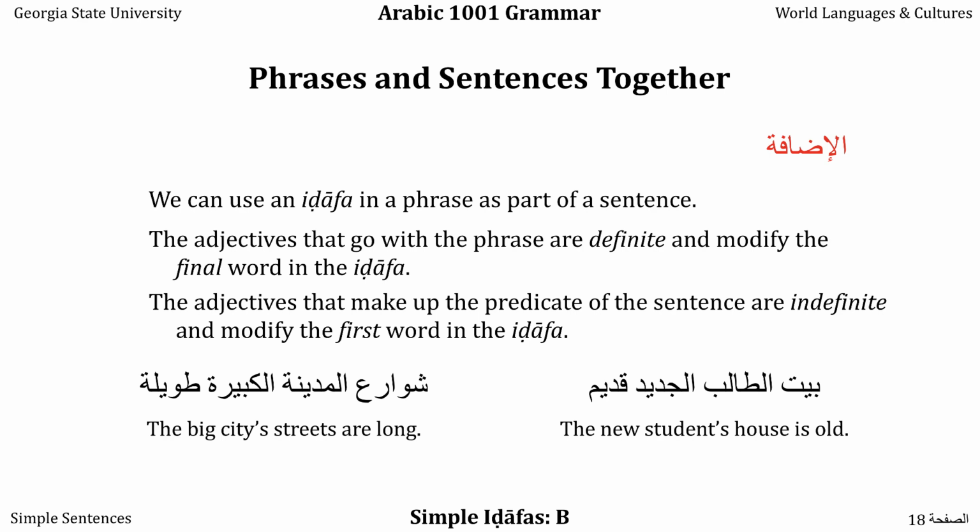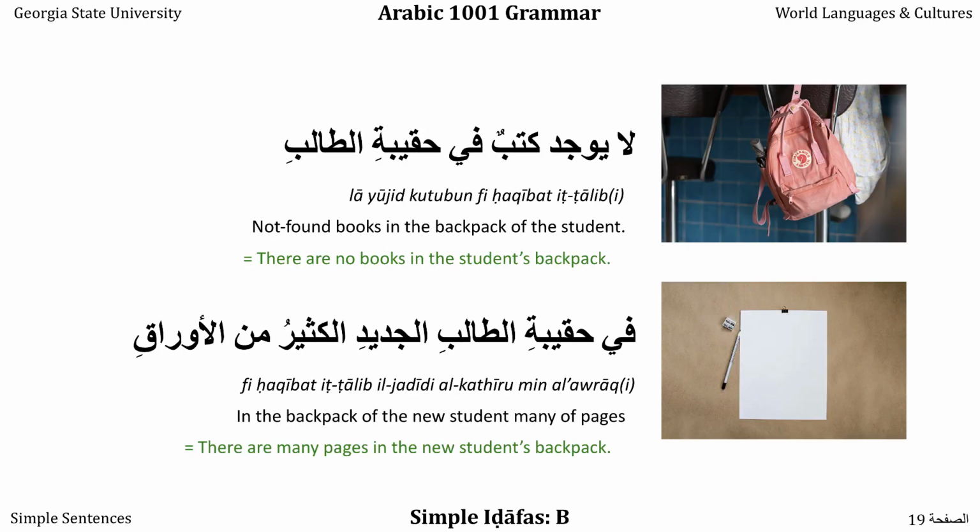Shawari' al-Medina al-Kabira tawila. The streets of the city, the big, or the big city's streets, and then long, indefinite, making it are long. The trick to getting this is simply to do a lot of practice, and you'll get it pretty quickly, really. We can use iḍāfas in equational sentences and fronted predicate sentences.